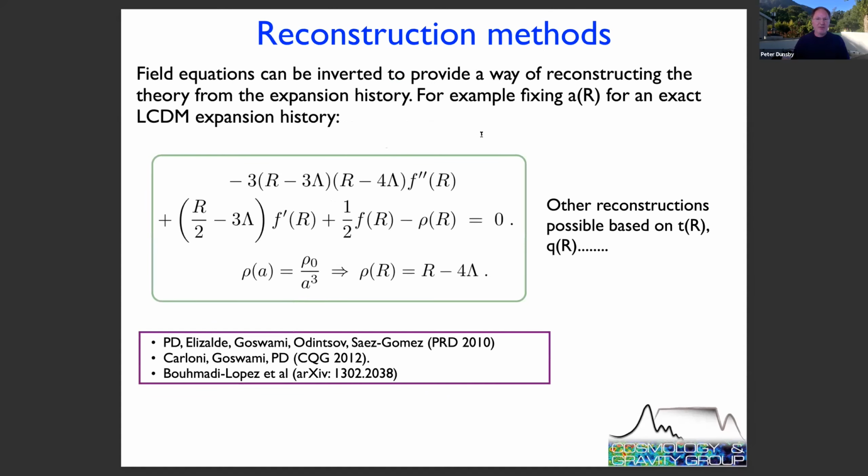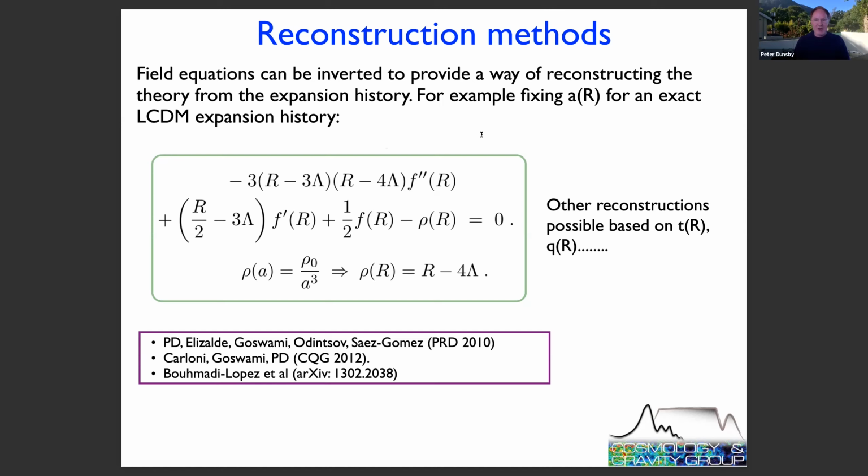So let's start with reconstruction methods. This is something that's been widely used over the years to try and reconstruct the fundamental theory of gravity, the F of R theory of gravity, based on a particular expansion history. So for example, you could fix the scale factor in such a way that it exactly describes a lambda CDM evolution. And from that, you can invert the cosmological equations to obtain a differential equation for the underlying theory. You could integrate that equation and find a class of F of R theories of gravity that give you exactly that expansion history.